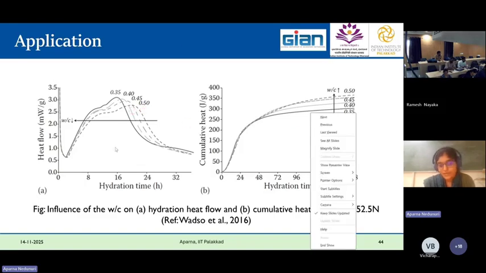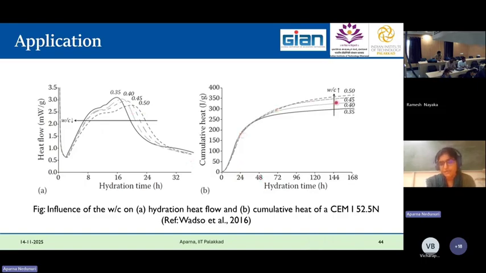Similarly, if you accumulate or integrate this, you'll get the cumulative heat. If we see the cumulative heat, although the rate of reaction is higher in the 0.35 water to binder ratio, the total cumulative heat of the 0.35 water to binder ratio is lower when compared to the 0.5 water to binder ratio. Here the space is more, meaning the amount of hydration that has taken place is higher over here when compared to this one. Over here, since the sample has immediately got some water, there is significant release of alkalis at the initial stages. That's why there is an increase in reaction rate.